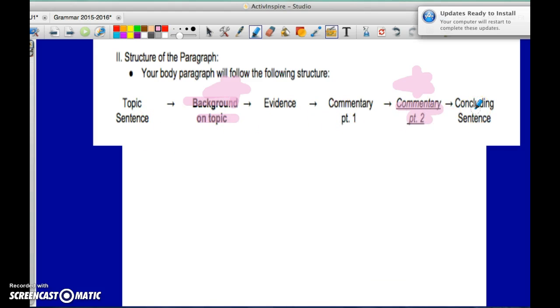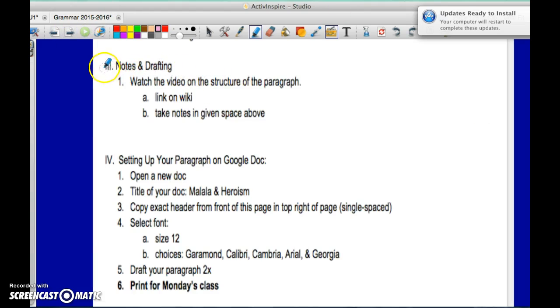As I do this, I do want you to take notes on the worksheet that you were given. So make sure you have a writing utensil and that you're taking the notes on that worksheet. Okay, so you are in the notes and drafting phase. Remember, again, take notes. When you're done with this, follow these steps to make sure that your doc is totally ready, even just using the header, the font choices and size, and that your piece is double spaced. Make sure to print this for class on Monday.